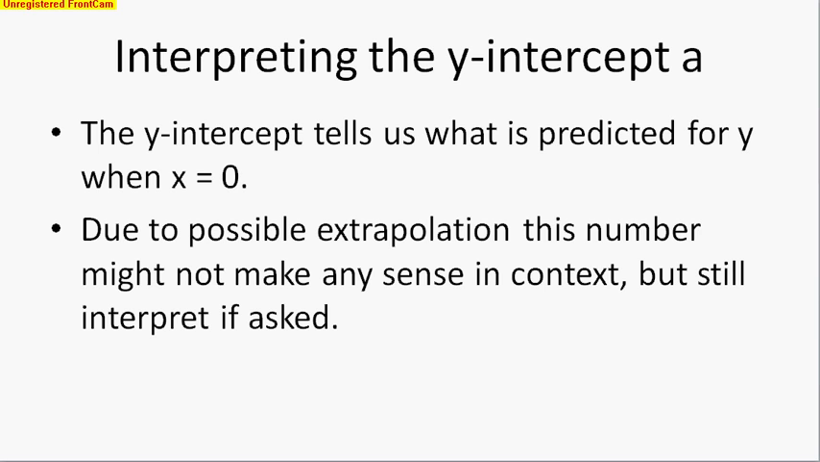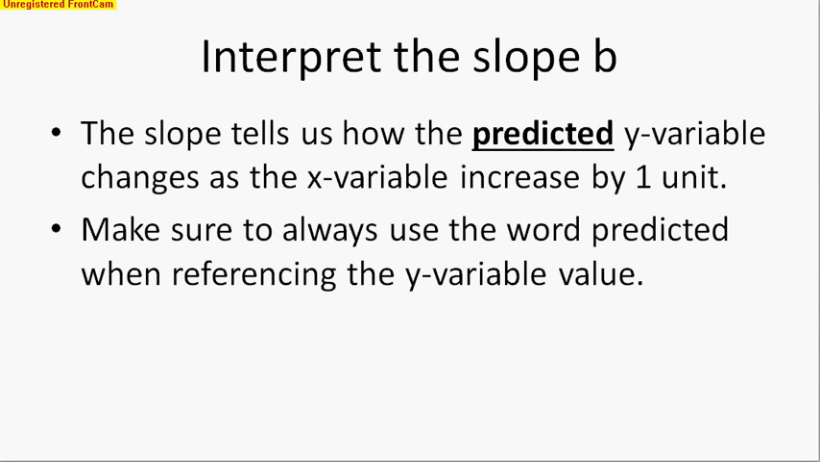But it doesn't matter. We still interpret it if we're asked to. All right, next up is interpreting the slope b. The slope tells us how the predicted y variable changes as the x variable increases by 1 unit. So again, the slope is telling us how the predicted y changes for every increase of 1 unit in the x. Make sure to always use the word predicted when referencing the y variable.